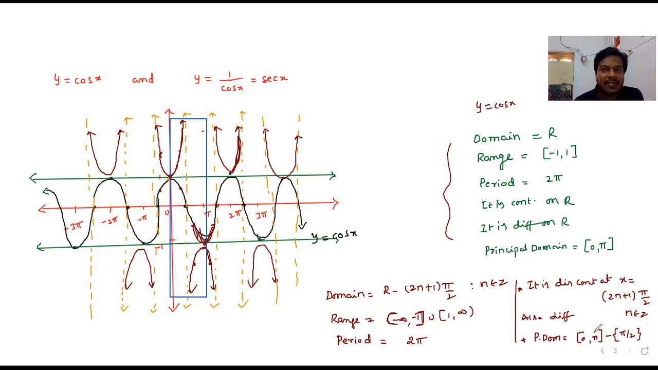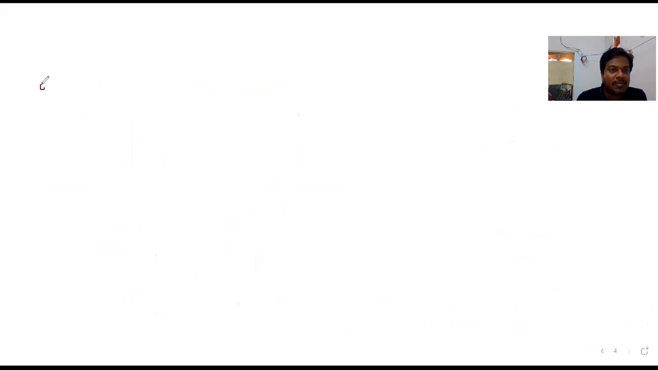This is about the graphs of y equal to cos x and y equal to secant x. Next, we will discuss the graph of y equal to tan x and y equal to cot x. Next graph, y equal to tan x and its reciprocal graph y equal to 1 by tan x, that is equal to cot x.